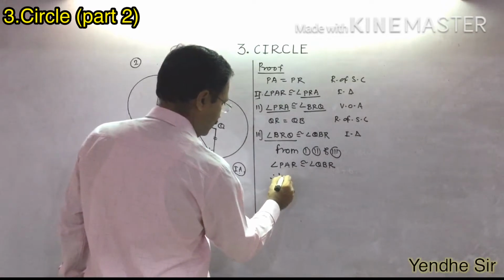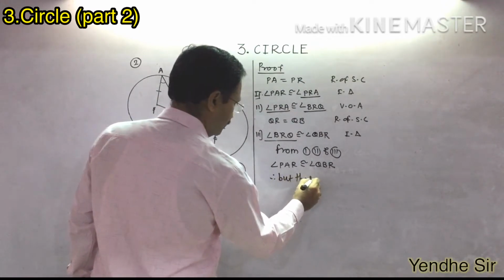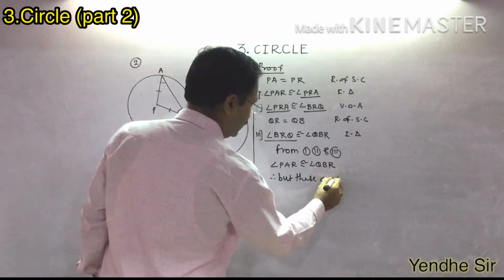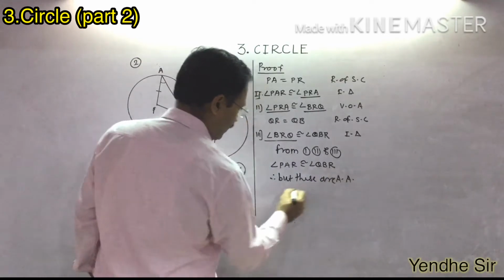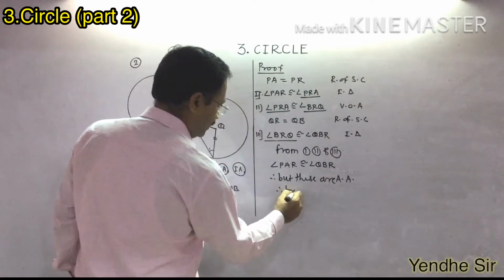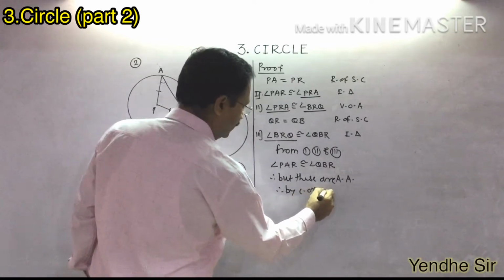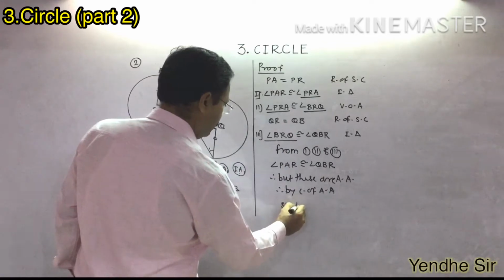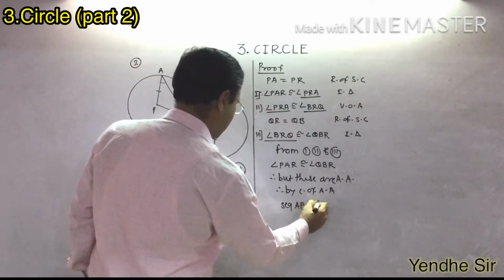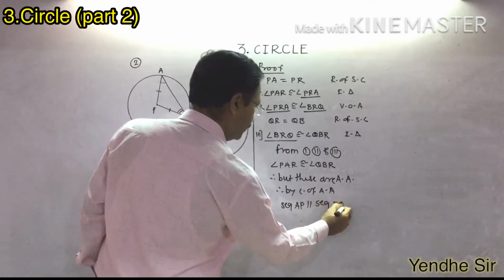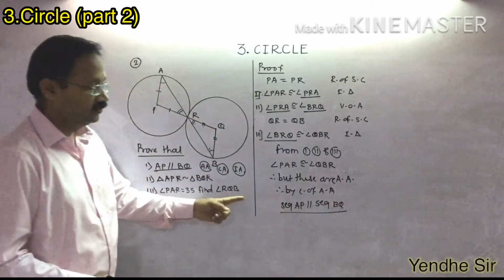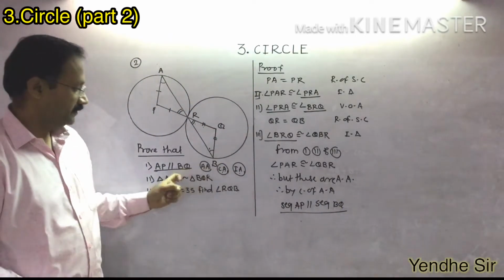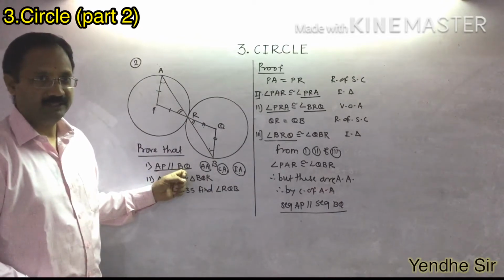But these are alternate angles, and therefore by converse of alternate angle test, segment AP is parallel to segment BQ. So we have proved the first thing, AP is parallel to BQ.